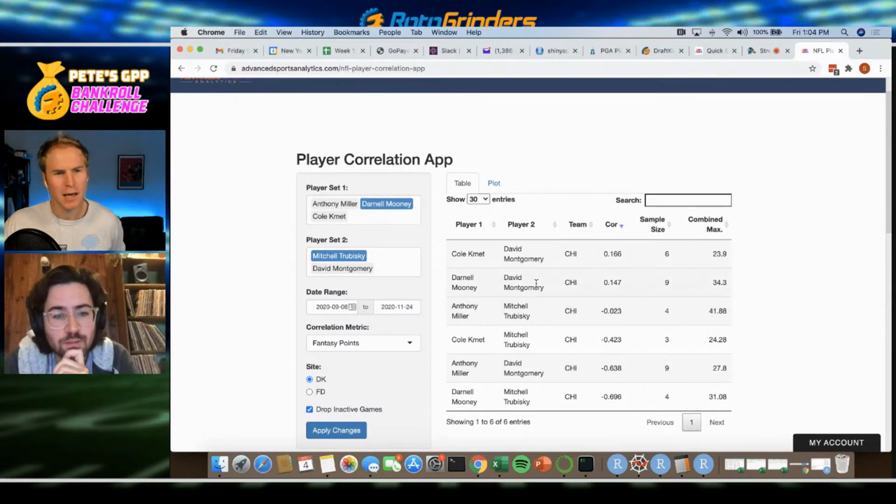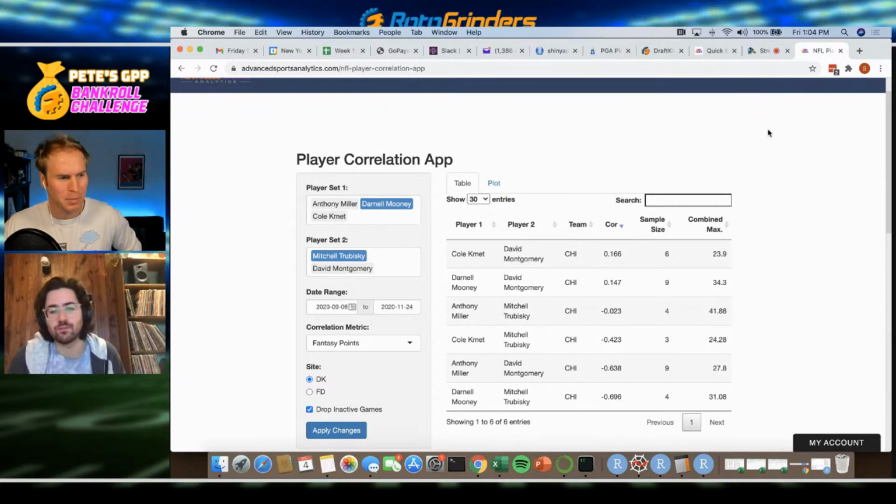So, I know I threw us a curveball. I'm going to keep moving us along here, though. Let's put in Kmet. I think he's an interesting play just because Akins in that punt range is going to be really popular.